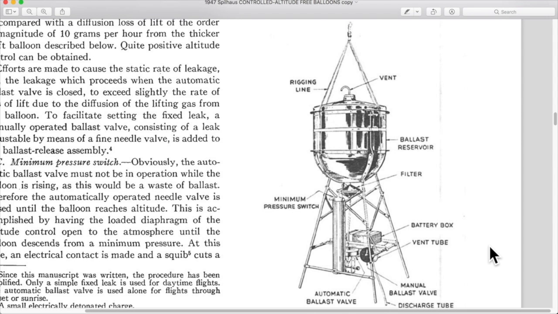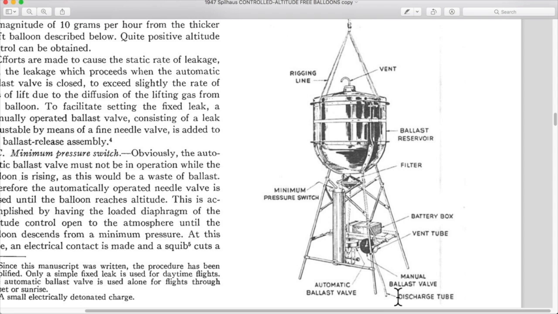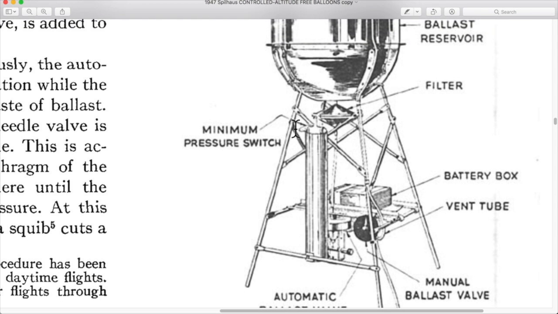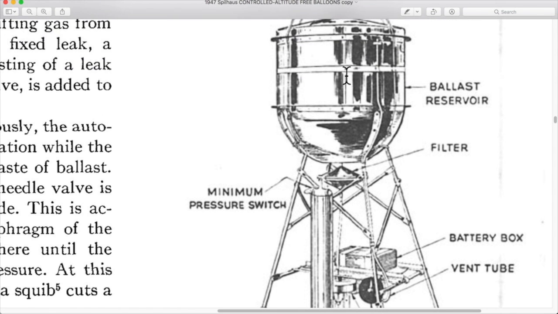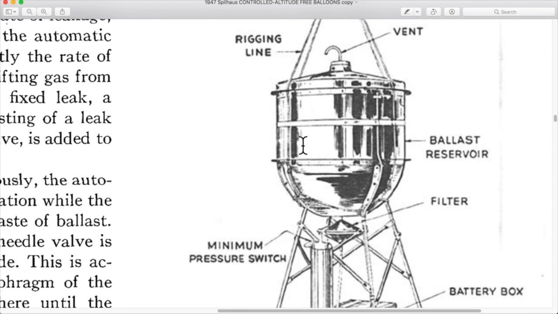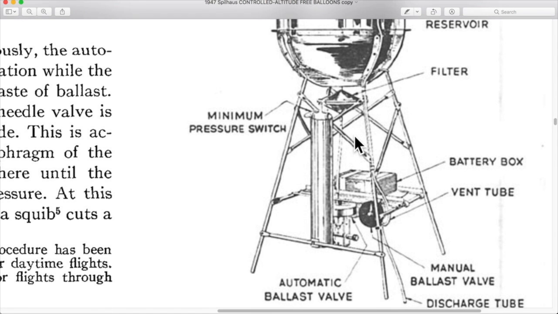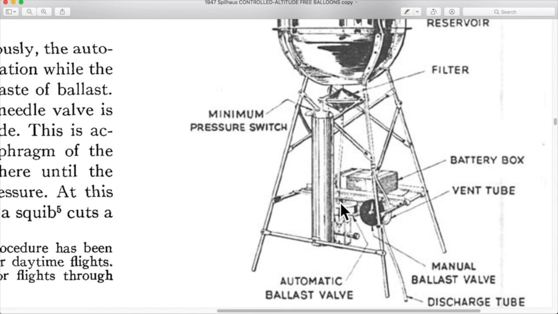So this is kind of neat. We can see here the ballast discharge tube, where it drains out from, the automatic ballast valve right down here, which is the mechanism that we studied with the diaphragm. The minimum pressure switch is here, or maybe this tall cylinder. That's what we just explored, which has the mercury in it. There's a filter and a ballast reservoir. So the kerosene filled this big reservoir, and the filter was in there probably to take out any dust and sand and hairs before the kerosene flowed through the ballast valve.